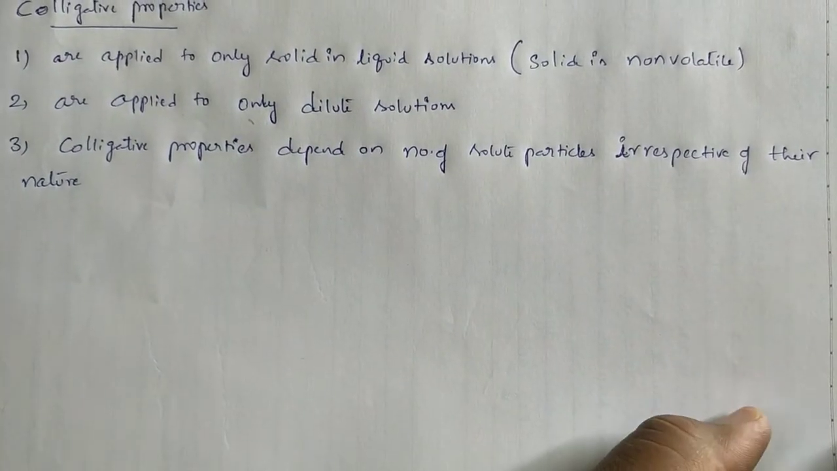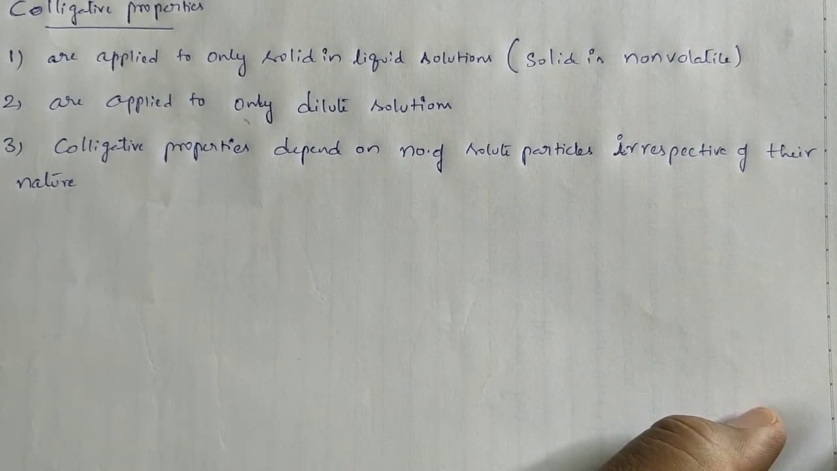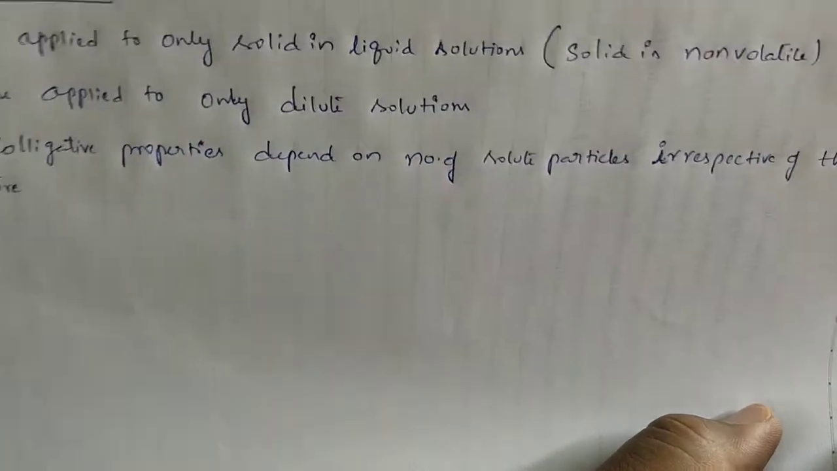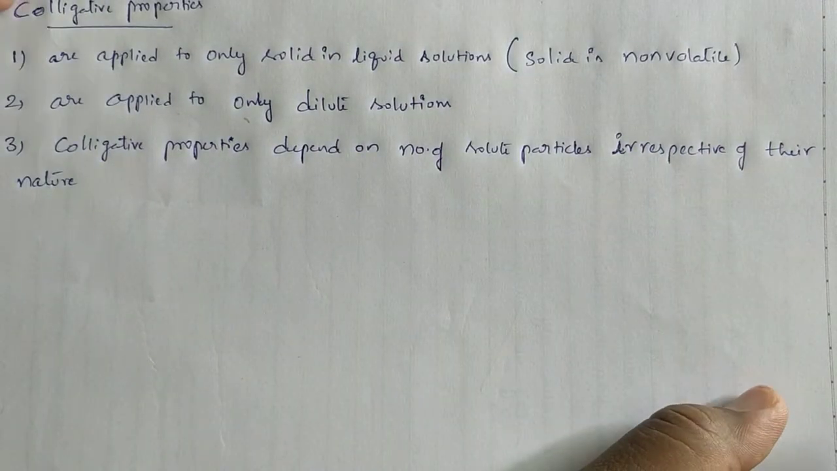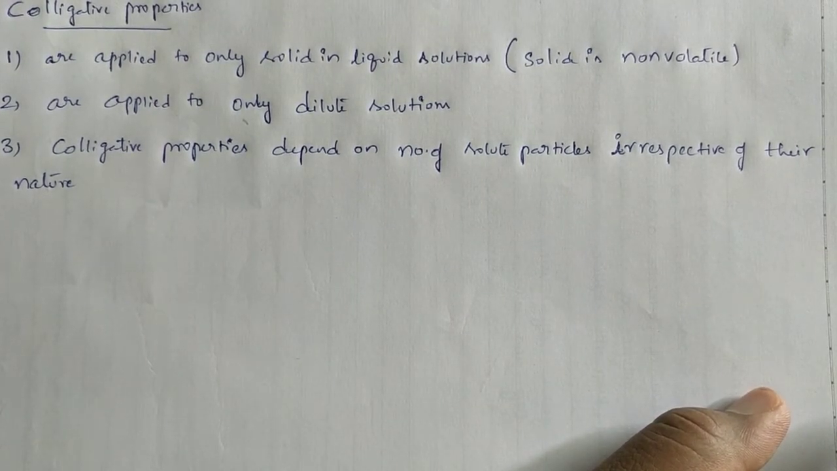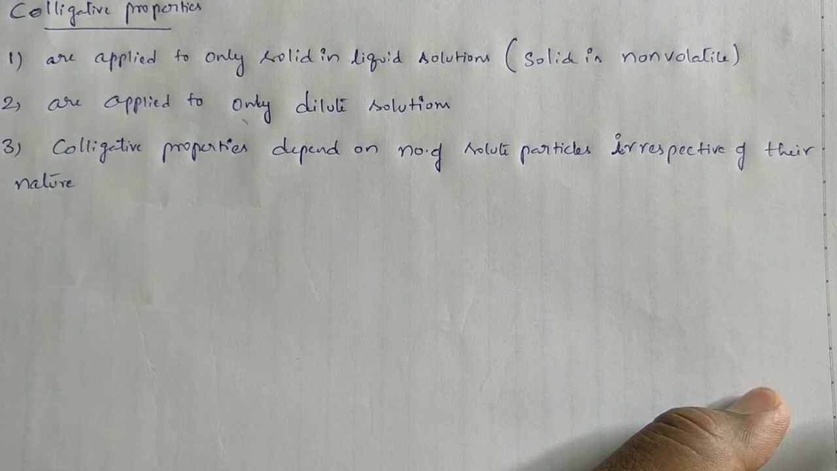What is the meaning of this third point? Colligative properties depend on number of solute particles. That means whatever the nature of solute particle, they don't bother about that one. They will depend on number only. If number of solute particles are increased, what happens to colligative properties? Next, if number of solute particles are decreased, what happens to colligative properties? Those are all we are going to see in the next coming properties.